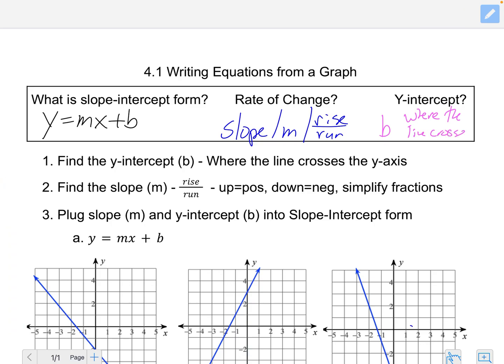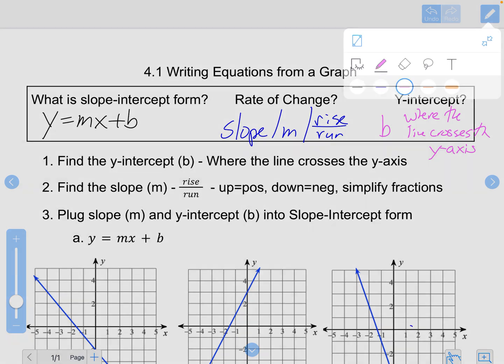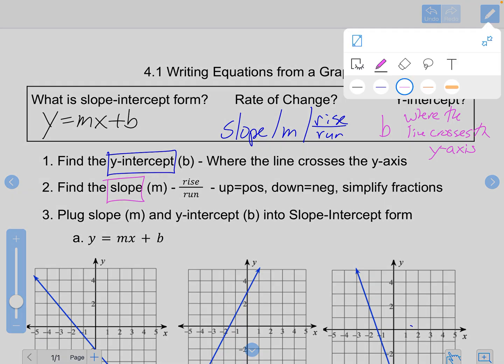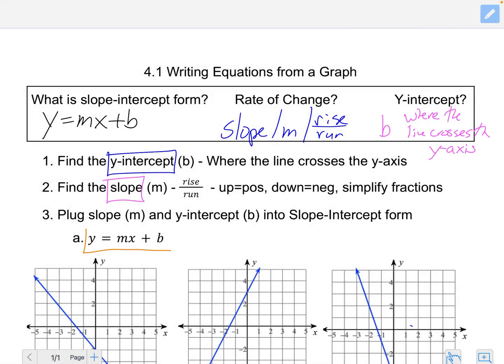crosses the y-axis. And so those are all the things that we need to remember to be able to write an equation from a graph. So our first step is always going to be find our y-intercept. Once we find our y-intercept, we need to find our slope. And then once we have those two, we can plug it into y equals mx plus b.